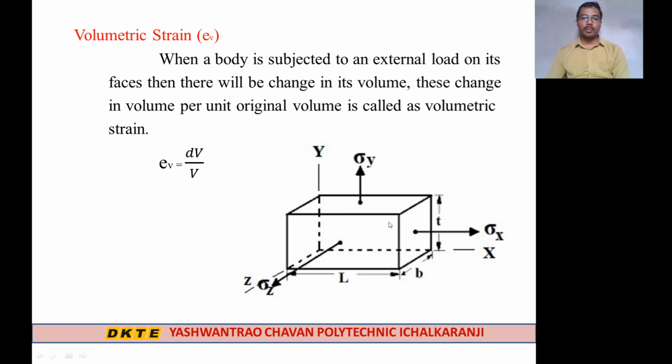Next is volumetric strain. When a body is subjected to an external load on its faces, there will be change in its volume. This change in volume per unit original volume is called as volumetric strain. It is denoted by EV. EV is equal to dV, means change in volume, and capital V means original volume.